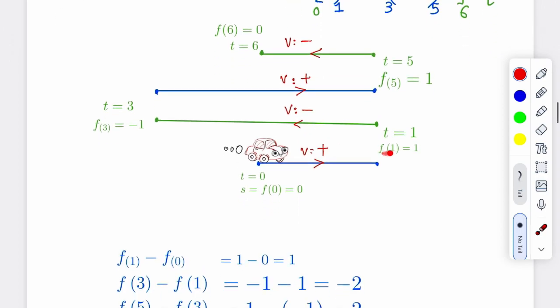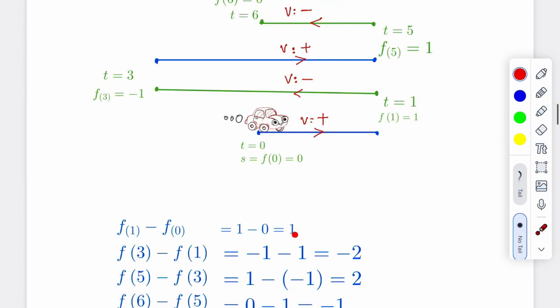So we're going to take f of 1, which is the position when time t equals 1, and subtract f of 0, which is the position in the beginning, and we got 1. It is positive 1. And then we take the position at time t equals 3, subtract the position at time t equals 1, so we got negative 2. Remember, it is negative 2 because we're moving in the negative direction, so the change in position is negative.